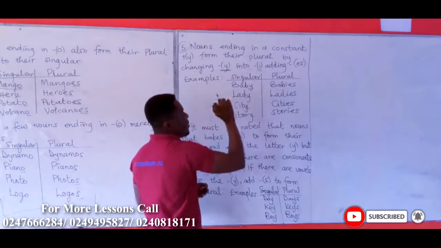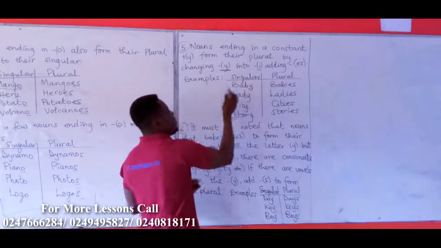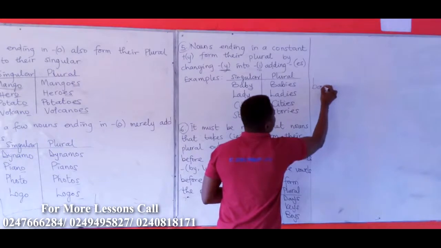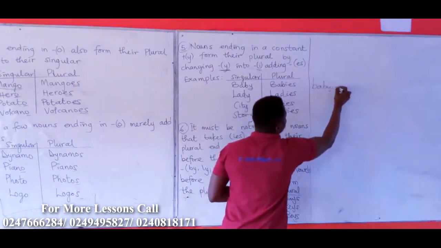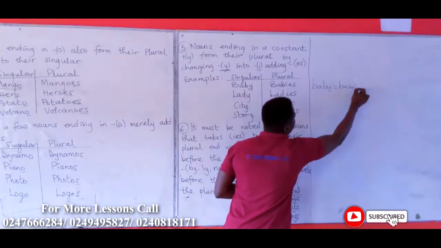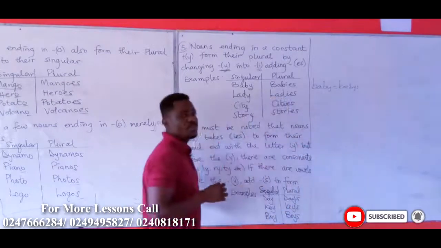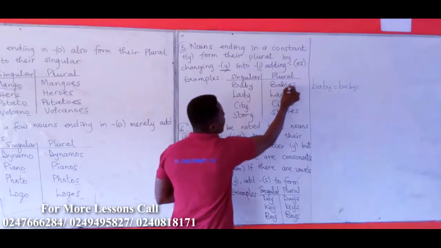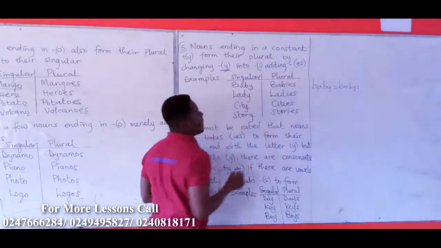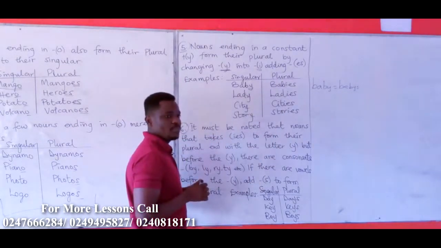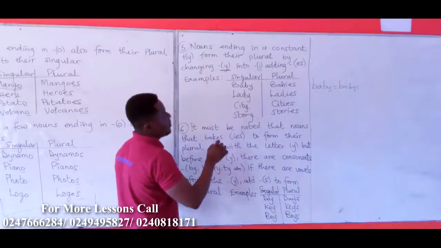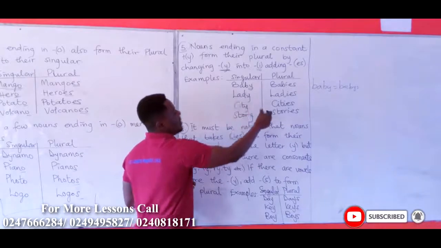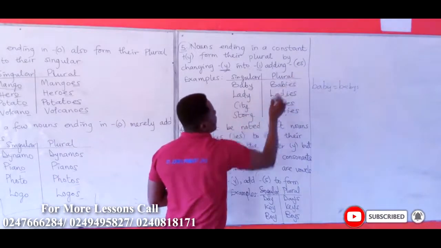So if you look at the example here, we have baby. I don't write the plural form of baby like that, it's not possible. What I will do is change the y into i, and add es to it. Okay? Lady, you will take away the y and replace it with i. Then you add the es.